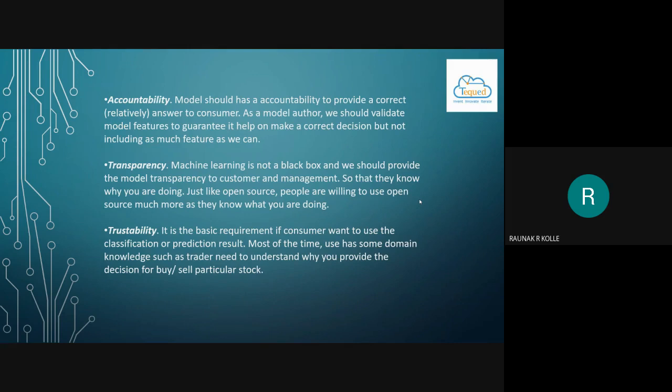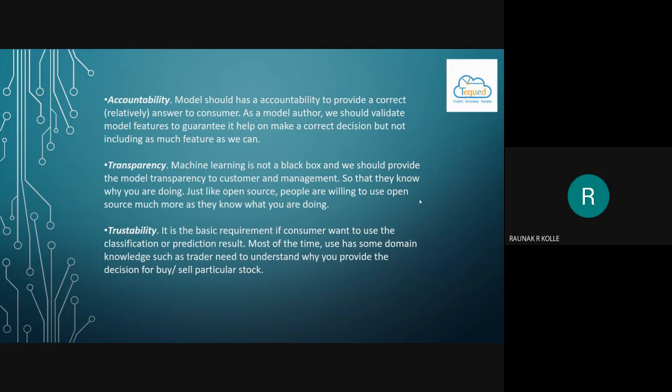Why do we need to explain the model? As mentioned before, we should explain the model in most scenarios because of accountability. Models should have an accountability to provide a correct and a relevant answer to the consumer. As a model author, we should validate model features to guarantee it helps on making a correct decision, but not including as many features as we can, hence keeping it simple.